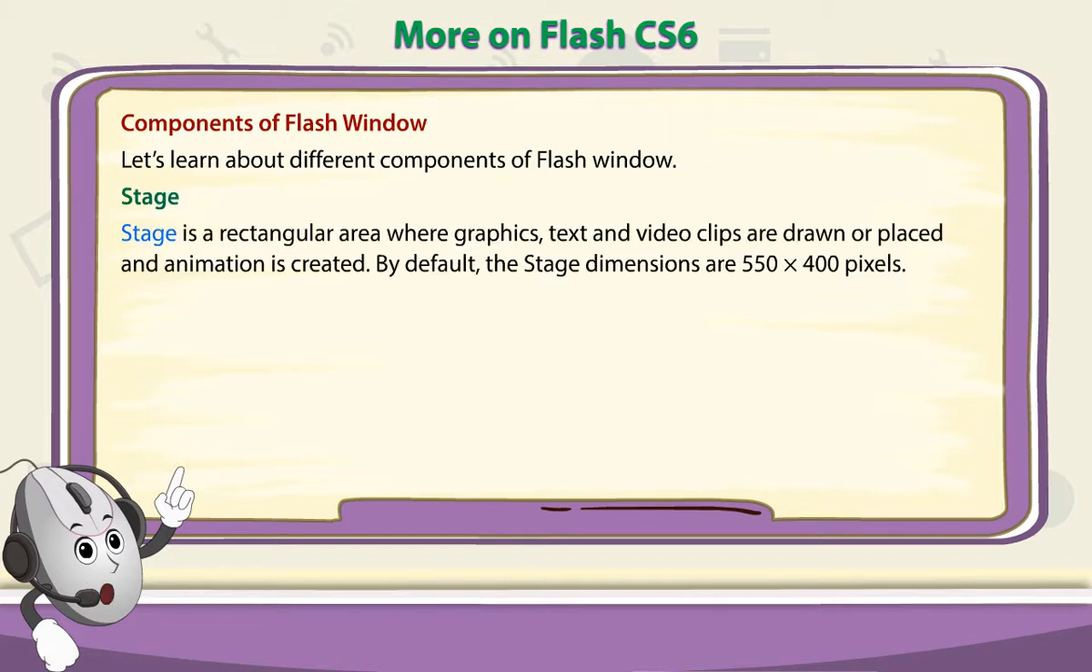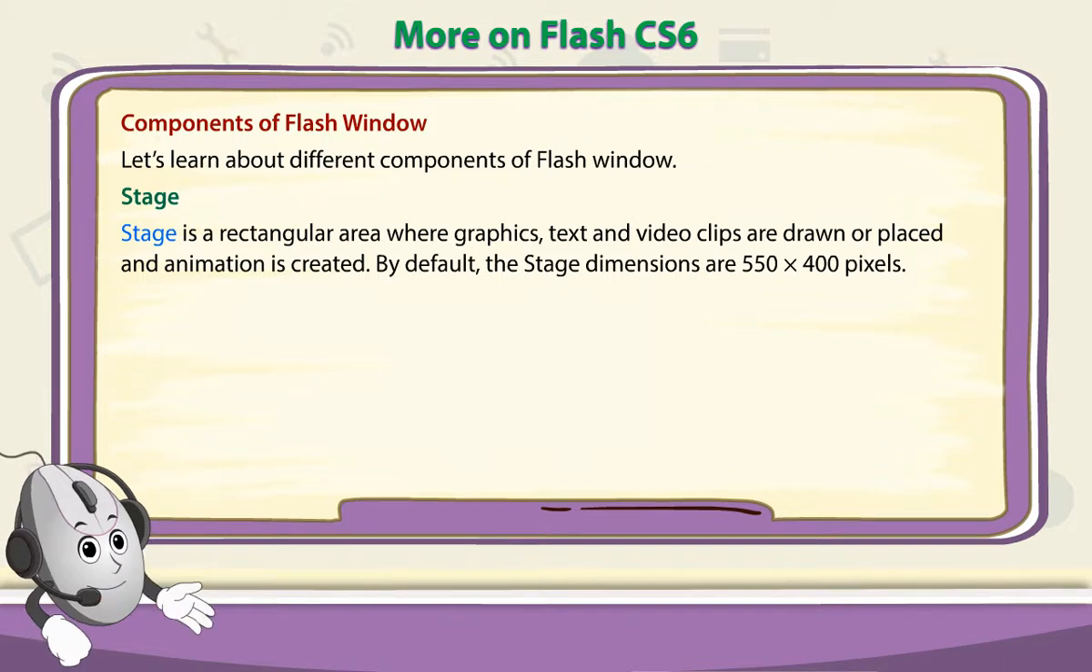Stage. Stage is a rectangular area where graphics, text, and video clips are drawn or placed and animation is created. By default, the stage dimensions are 550 by 400 pixels.